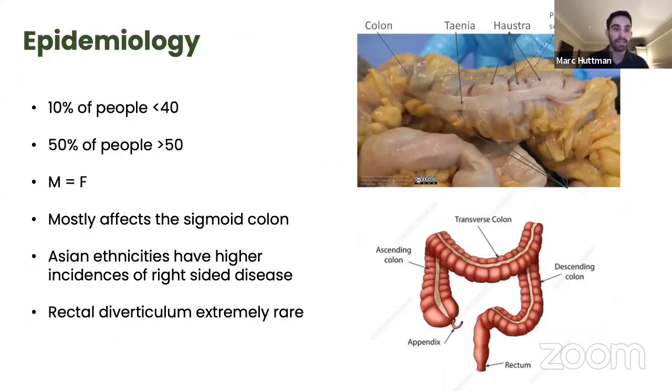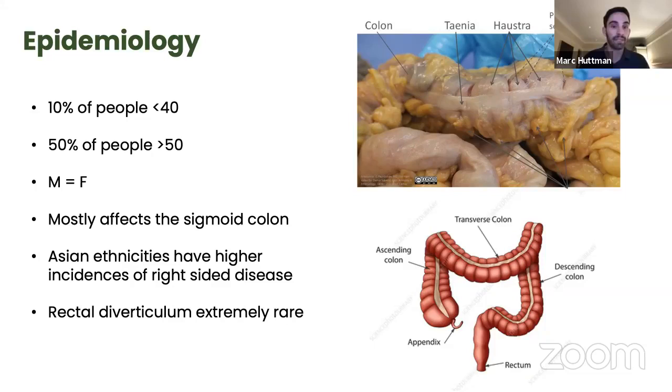So a bit of epidemiology: 10% of people under the age of 40 have diverticular disease. Doesn't mean they suffer bouts of diverticulitis, but it means they have at least a few diverticula, i.e. a few outpouchings. The incidence goes up with age, 50% of people over the age of 50. So it's extremely common. By the time we all die, we will all have at least a few diverticula. Doesn't mean we will have suffered from bouts of diverticulitis, as we explained in the terminology a few minutes ago.